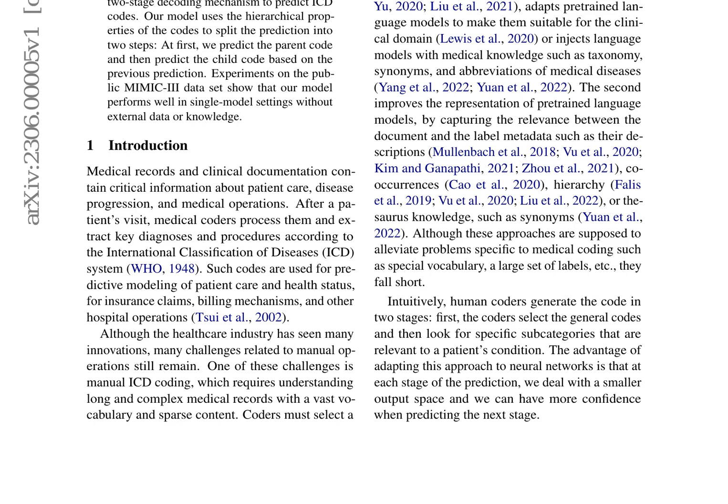The authors highlight the limitations of existing automated ICD coding methods, which do not reflect the human coding process. They discuss previous approaches, including rule-based methods, decision tree-based methods, and neural networks that encode medical documents using pre-trained language models or inject medical knowledge into language models. The proposed two-stage decoding mechanism is designed to alleviate the problems specific to medical coding, such as special vocabulary and a large set of labels. The authors claim that their model performs well in single model settings without external data or knowledge, as demonstrated by experiments on the public MIMIC-III dataset.